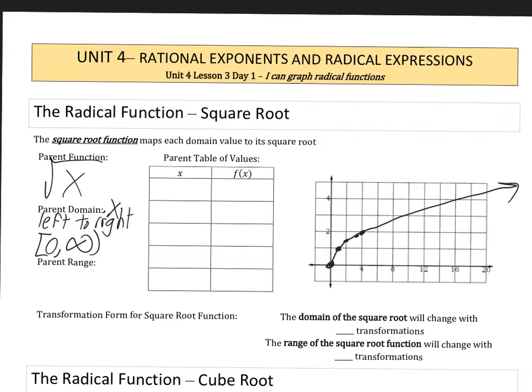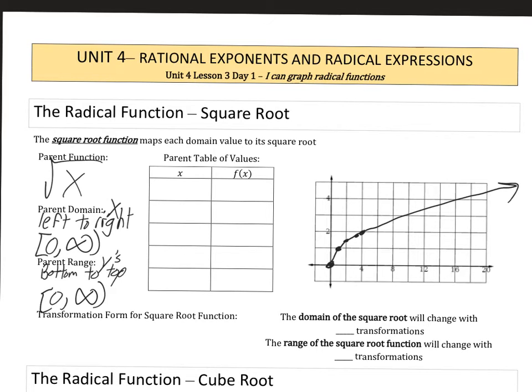Now, the range. Range is all of my y's. So I want to know all my y's. So that means I'm looking from the bottom to the top. Okay, so we're going from bottom to top. If I was looking at the bottom, where is that first point on my y-axis? It's at 0. So I'm going to say the range is from 0 till infinity. It's going up forever.